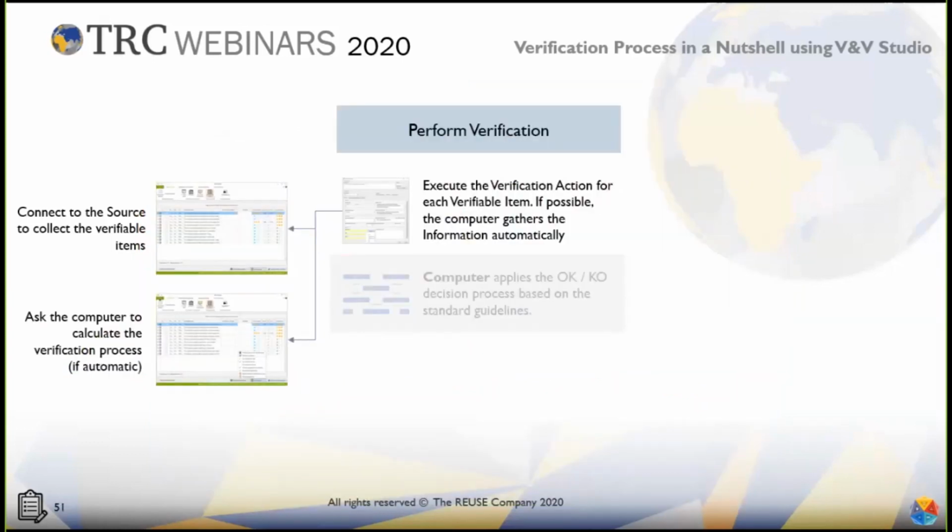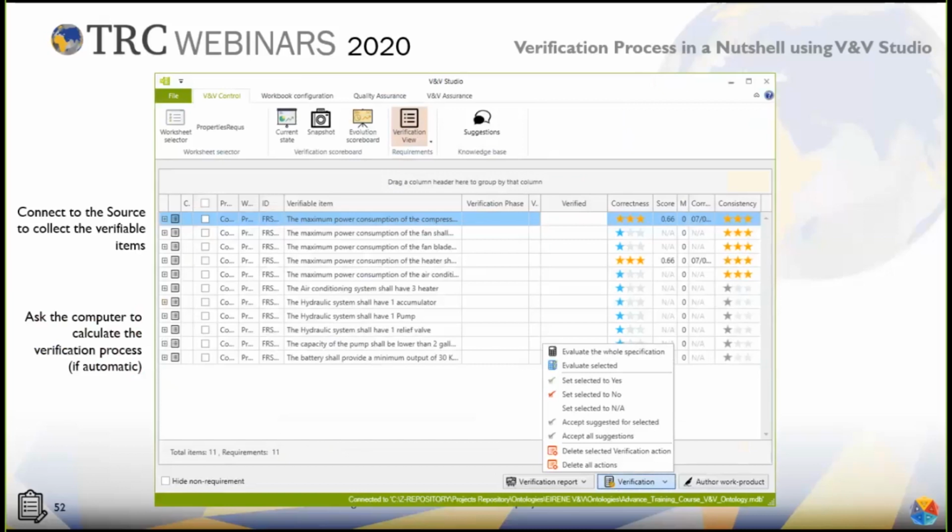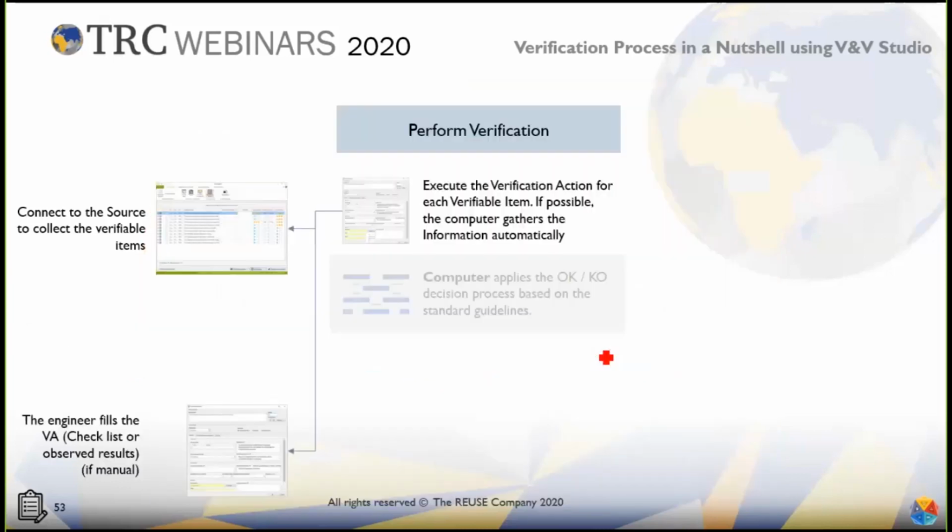The second part, once you get access to the verifiable items, if the process is automatic, is then just to run. The only thing you have to do, if you have decided on an automatic way of calculating the evidences, is just getting into the different buttons and select the different options. And what the system is going to do is calculate that for you.